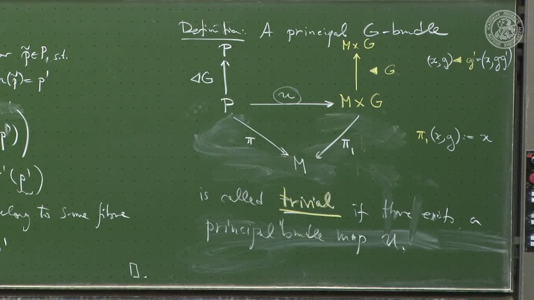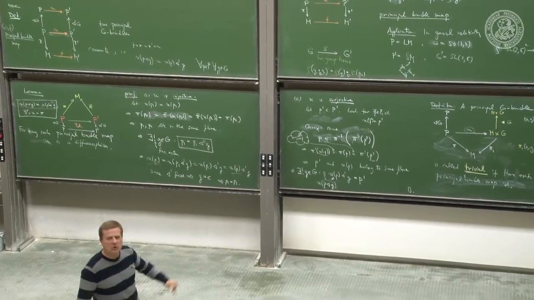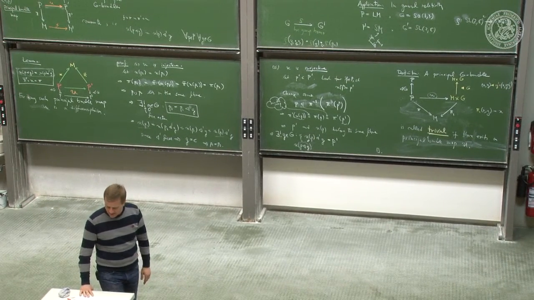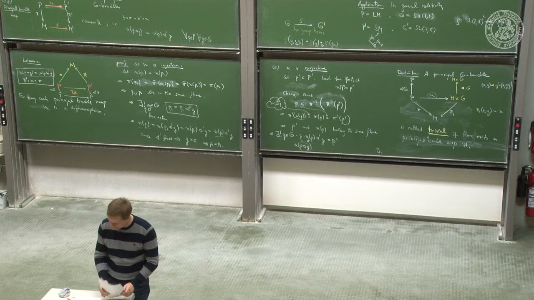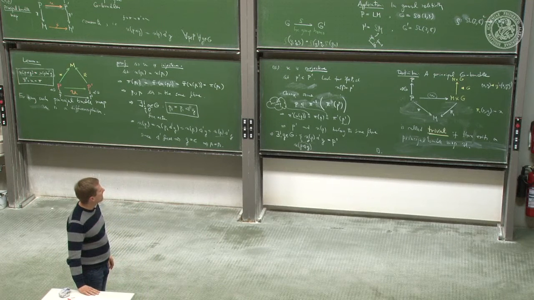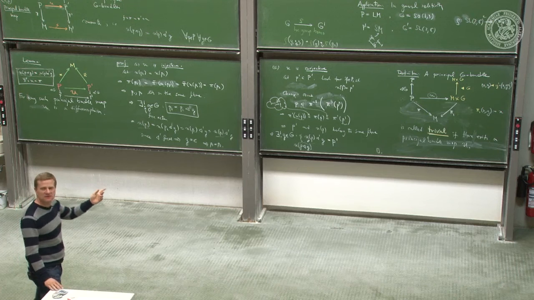Now, why are we interested in trivial principal G bundles? Well, they're very, very simple. We can think of them globally as having the group just attached as a fiber. The question is, how common is that? Is this a strong condition? Is this not so strong a condition? And what does it all have to do with stuff we did before? Okay, we have a little theorem on that. Are there any questions so far?